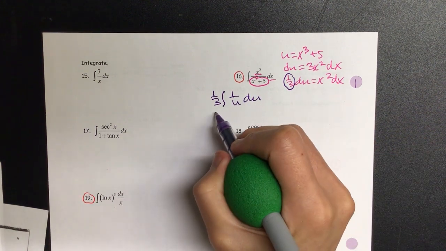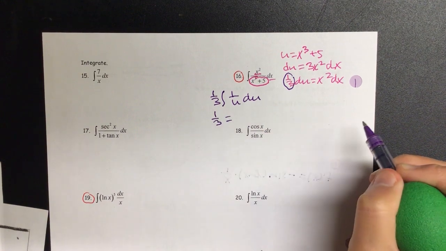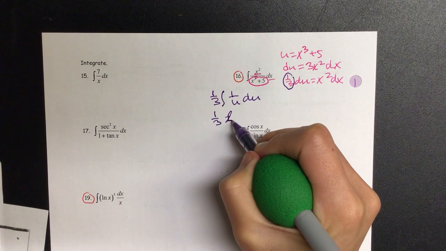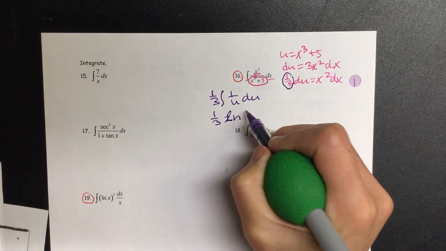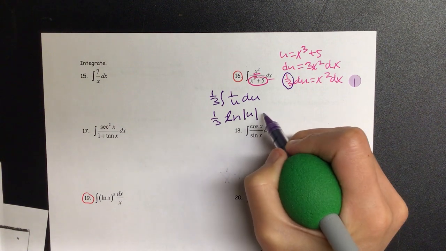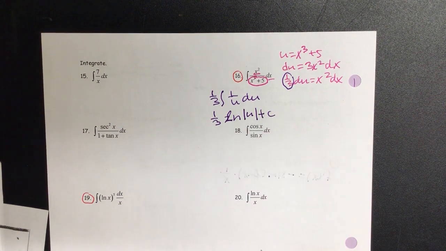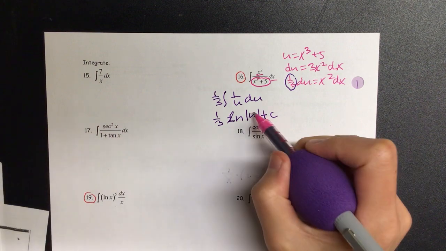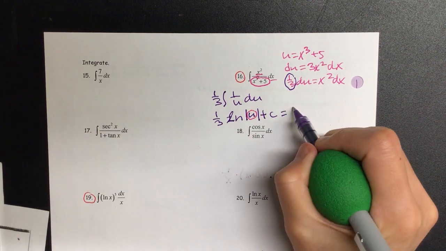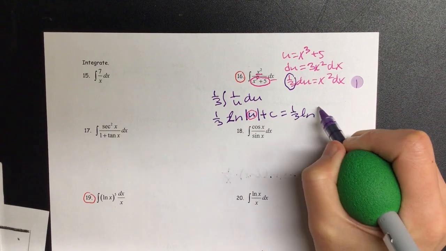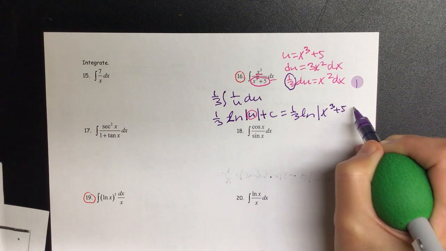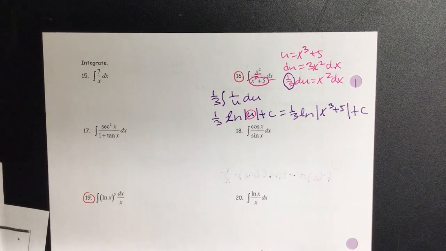And then when I integrate, we get 1/3 times the integration of 1 over u, which is natural log of, what kind of u? Absolute value of u. And then we need plus what? C. Do I leave it like that? Plug it back in terms of x. So I have 1/3 natural log of the absolute value of x cubed plus 5, our u substitution. Close it and plus c.